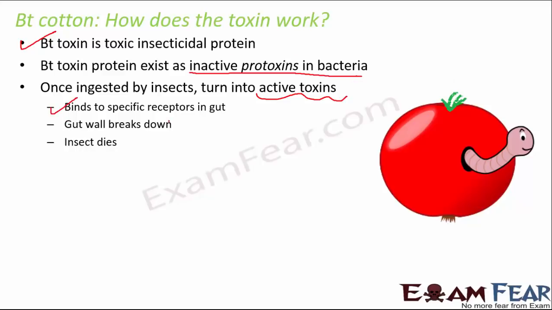They bind to specific receptors in the gut of the insects. Gut wall breaks down and the insect dies. So basically, this toxin actually kills insects. That way it protects all the plants from the insects, and the plants lead a healthy life.